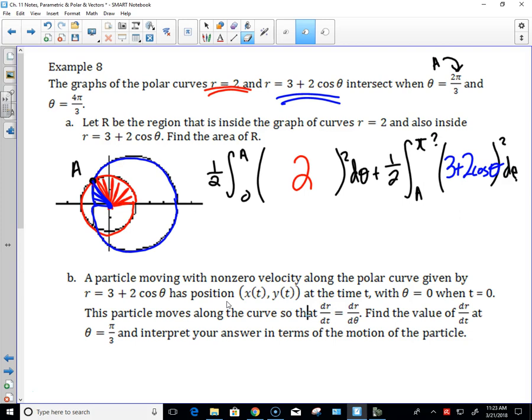I just need to replace my A with the actual intersection that they gave me, and they were really nice and said 4 pi over 3. So now that I have this all set up, isn't the intersection at, oh, thank you. I didn't keep reading.